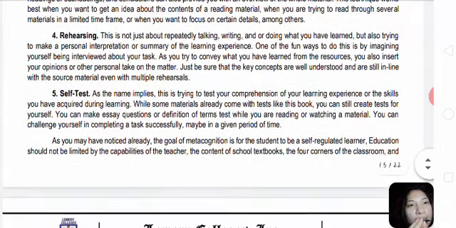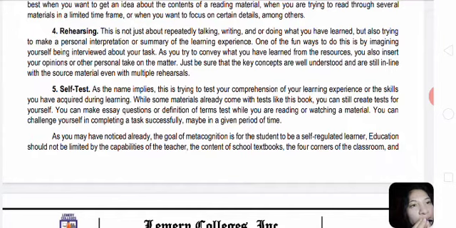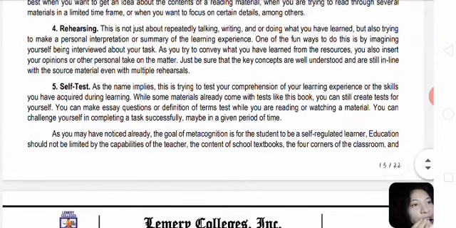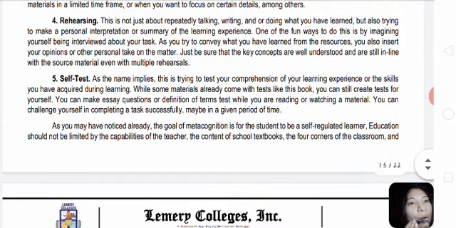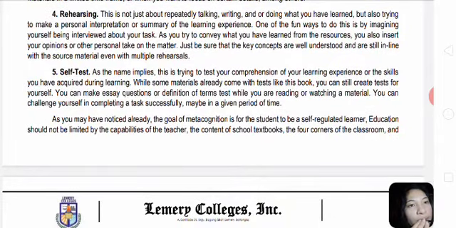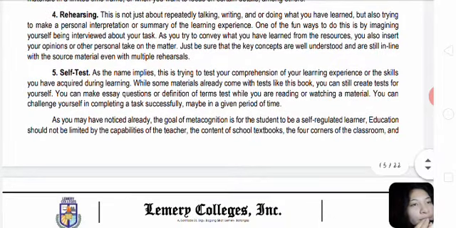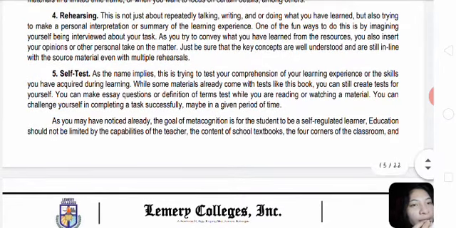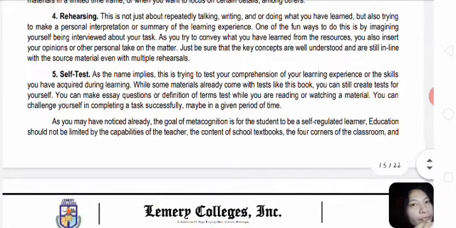Self-test. As the name implies, this is trying to test your comprehension of your learning experience or the skills you have acquired during learning. While some materials already come with tests, like books, you can still create tests for yourself. You can make essay questions or definition of terms tests while you are reading or watching a material. You can challenge yourself in completing a task successfully, maybe in a given period of time.